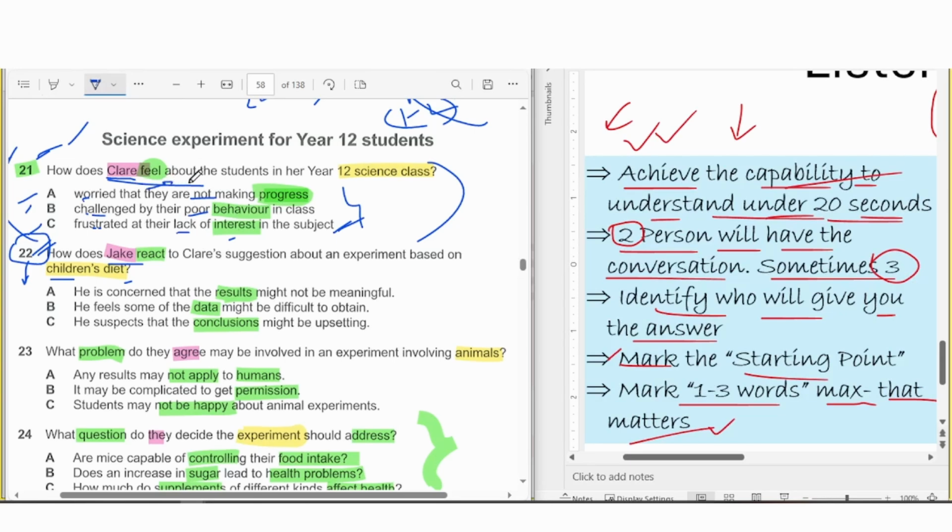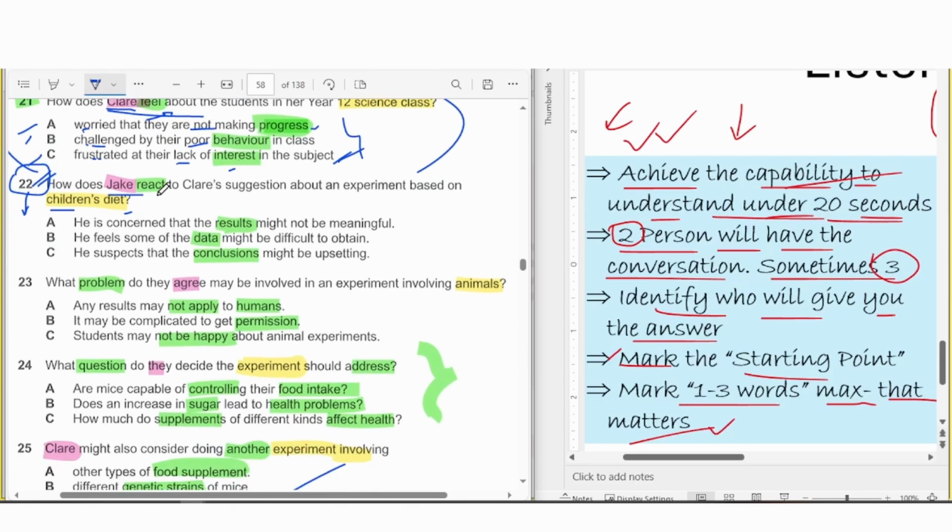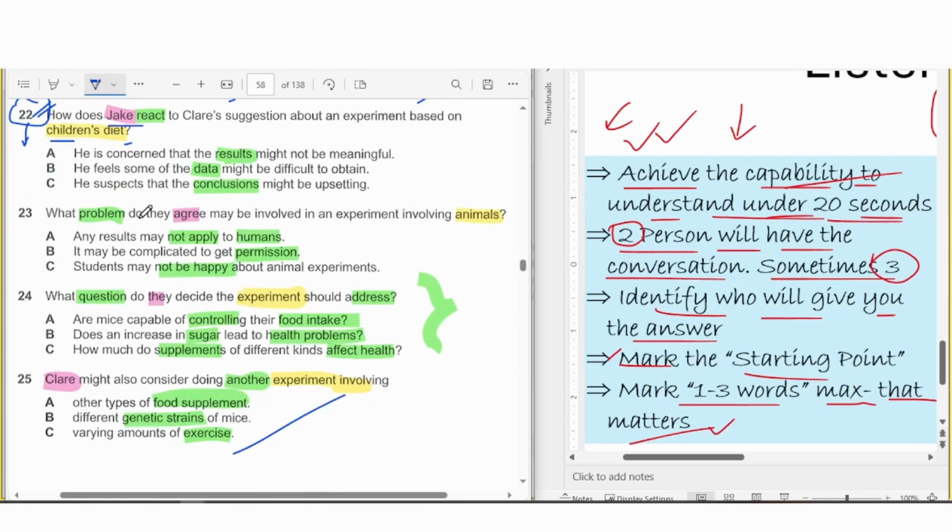Like how does Clary feel? Did she feel about the progress? Did she feel about the behavior or the interest? How does Jack react about what? Results, data, or conclusion? Problem, what does animal like problems? What kind of problems will they face when experimenting on animals? So one problem they're giving, not apply to humans. So the things that can apply to the animals cannot be applied to the humans.